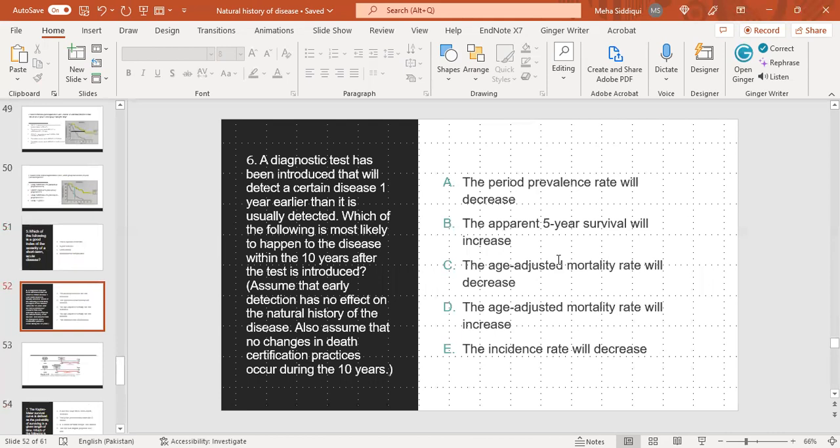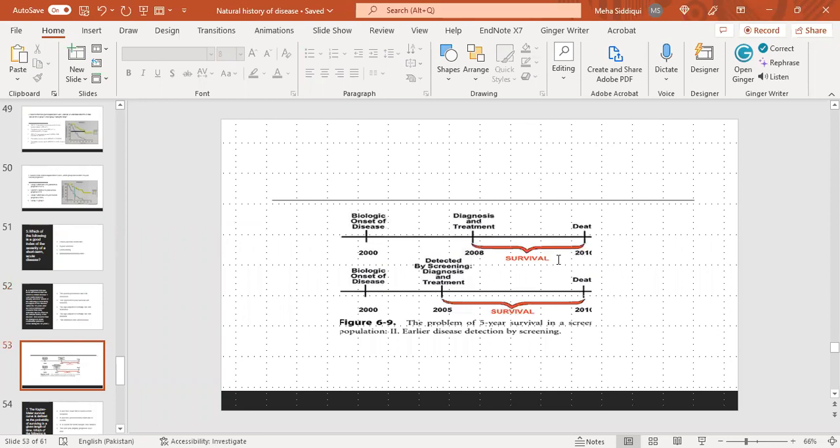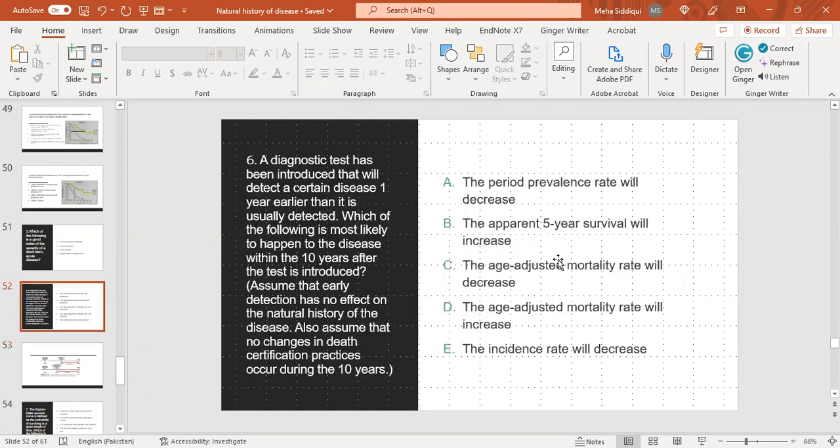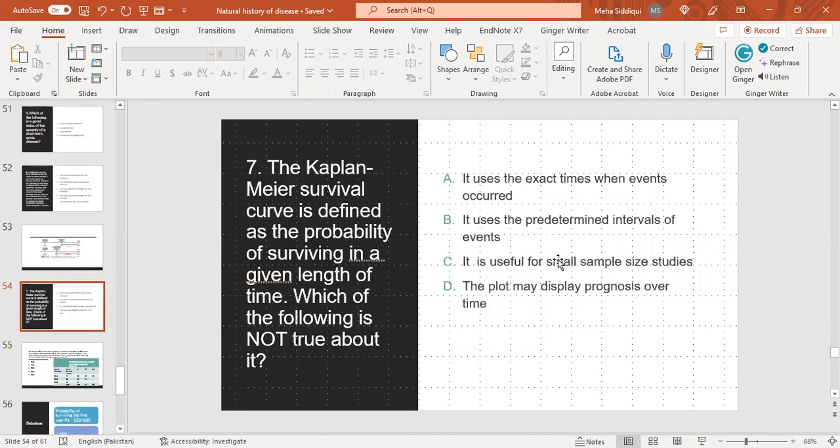MCQ number 6, a diagnostic test has been introduced that will detect a certain disease 1 year earlier than it is usually detected. Which of the following is most likely to happen to the disease within the 10 years after the test is introduced? Assuming that early detection has no effect on the natural history of disease and no change in death certification process occurs during the 10 years. So option A is period prevalence rate will decrease, B is apparent 5-year survival will increase, C is the age-adjusted mortality will decrease, D is the age-adjusted mortality will increase, E is the incidence rate will decrease. This might help you. Yes, B is the right option.